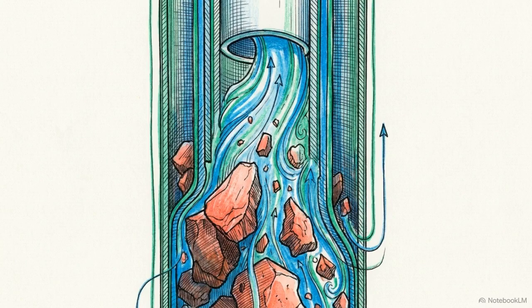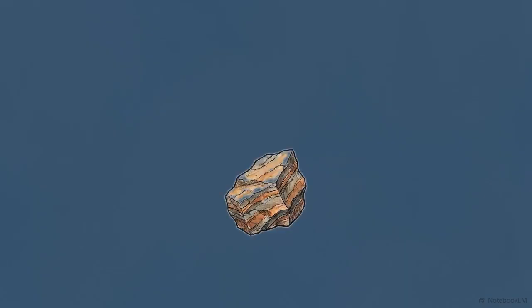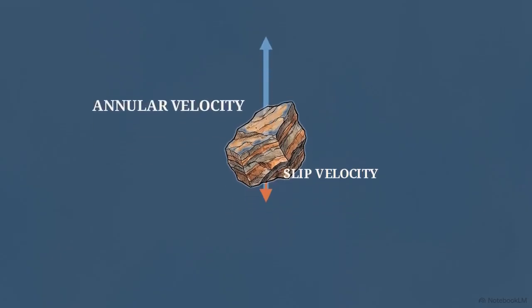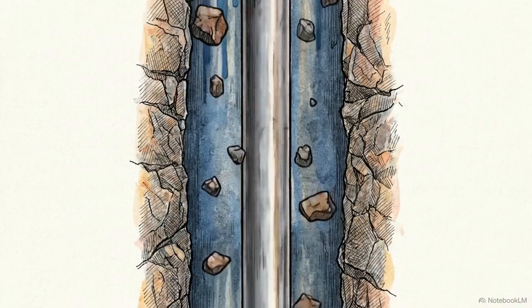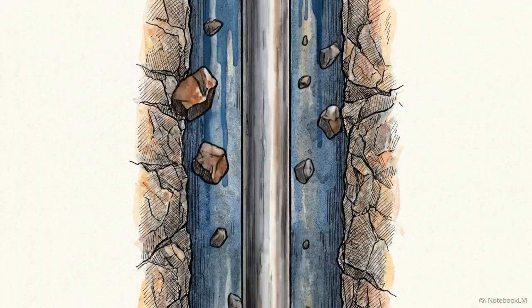As the mud travels upward, it must carry crushed rock cuttings with it. Gravity constantly pulls these cuttings downward, a measurement called slip velocity. The upward flow of the fluid must be fast and viscous enough to overcome that slip velocity and sweep the debris to the surface. If the annular velocity drops, the cuttings settle.